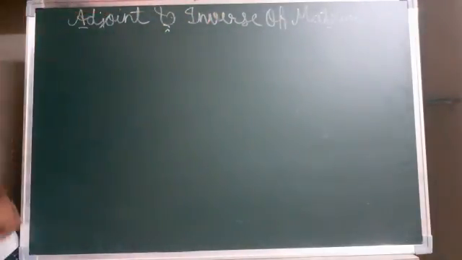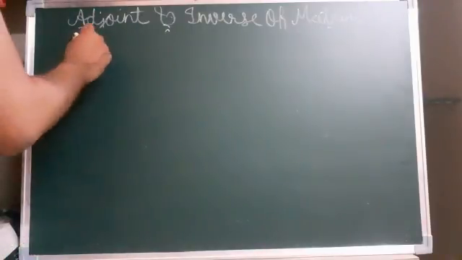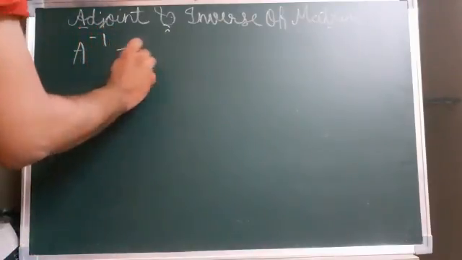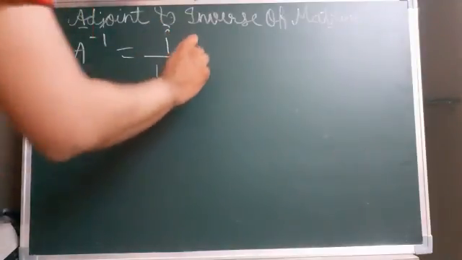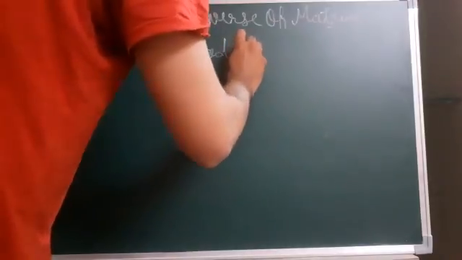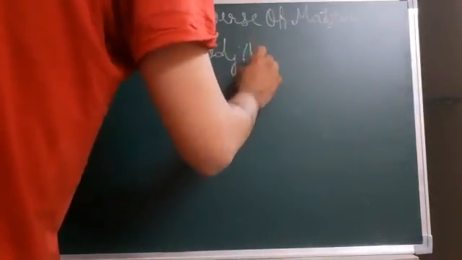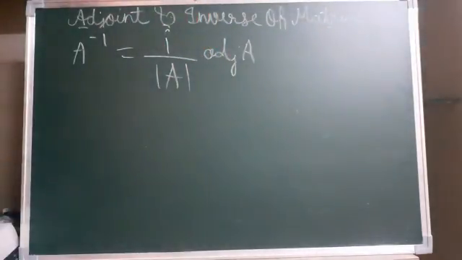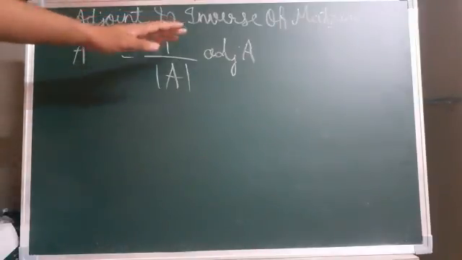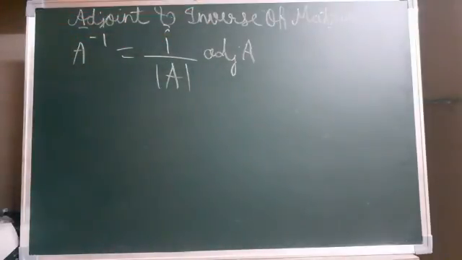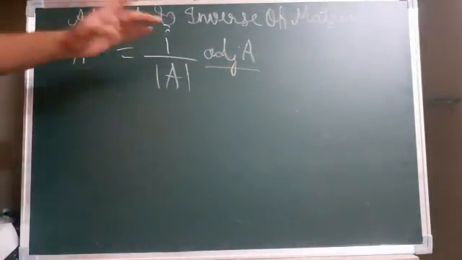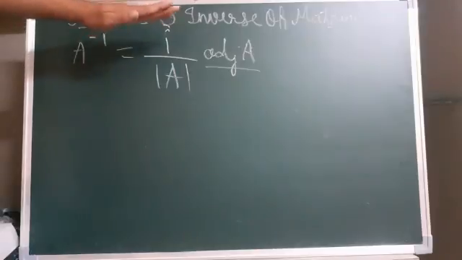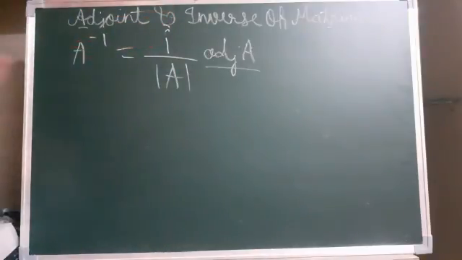Now we'll see what an inverse is. A inverse is equal to 1 upon determinant A into adjoint A. So first we have to calculate the adjoint and then multiply it with 1 upon the value of the determinant. Then we would get the A inverse.